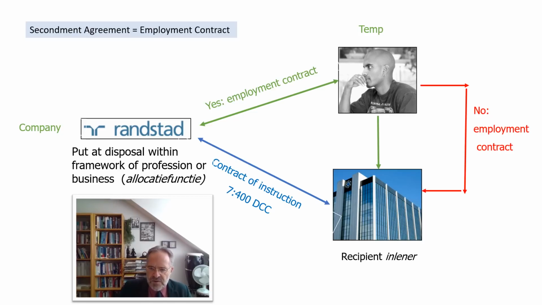So if the recipient comes to the conclusion that the temp is not performing satisfactorily, he will have a clause in the contract which allows him to send the temp back to the temp agency. And because the temp agency has an employment contract with the temp, the problem is for the temp agency and not for the contracting recipient.